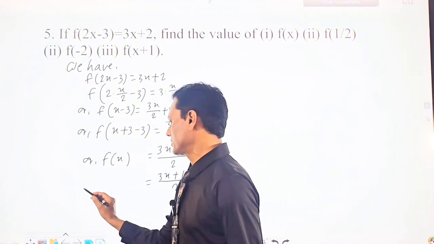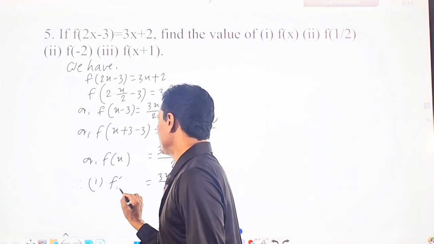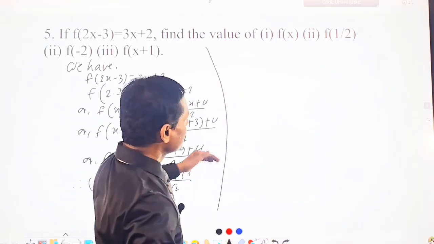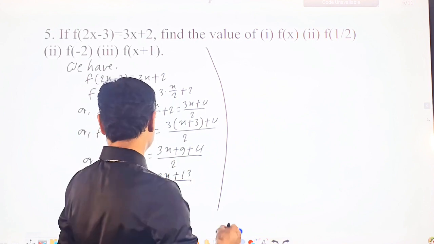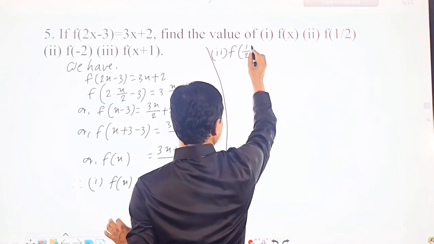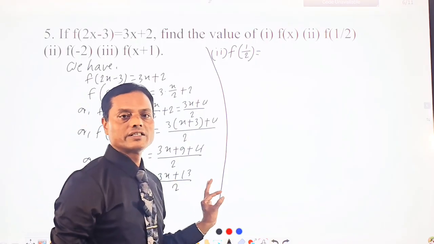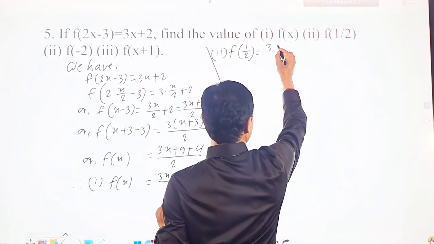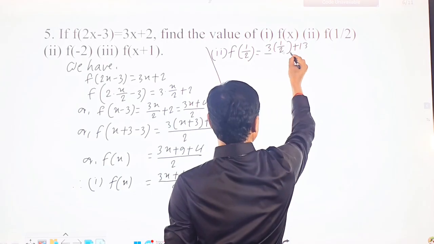So that's the value of f(x), right? Therefore, that's the first number, and we have f(x) equal to this. We have already got the value of f(x). Likewise, we are going to find the value of f(1/2). So just replace x by 1/2. So here, number 2, we can write here f(1/2). And if x is replaced by 1/2 at the left hand side, we have to replace x by 1/2 at the right hand side as well. So we can write here 3 times 1/2 plus 13, over 2.